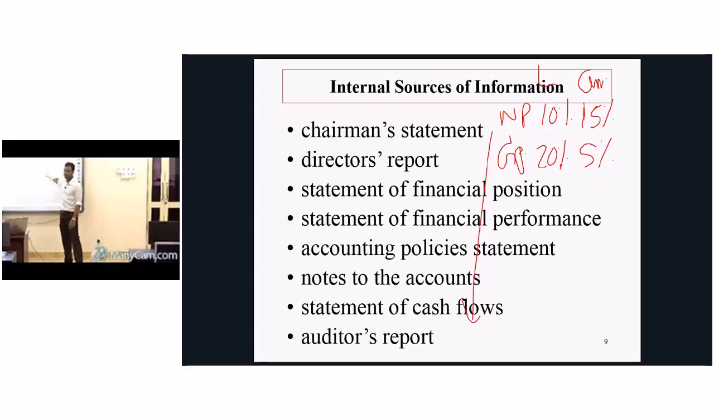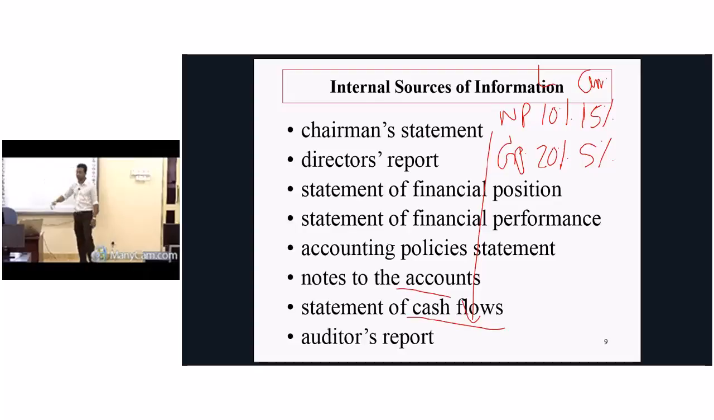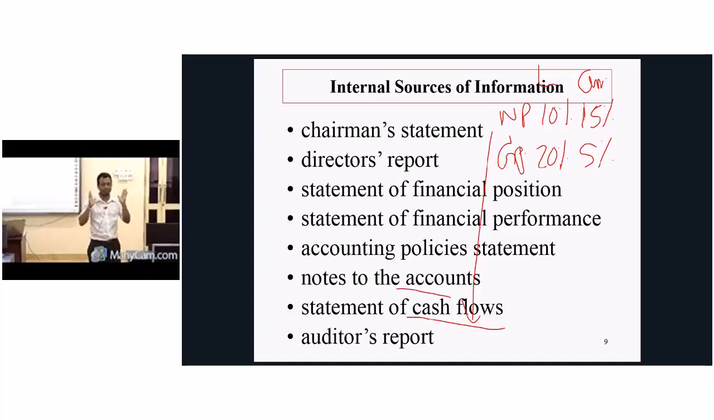Look, cash flows, somewhere here. Notes to accounts. Everything should be used to analyze it. Otherwise, if we just say these ratios are good, there is no point. So therefore remember you have to use internal sources of information.